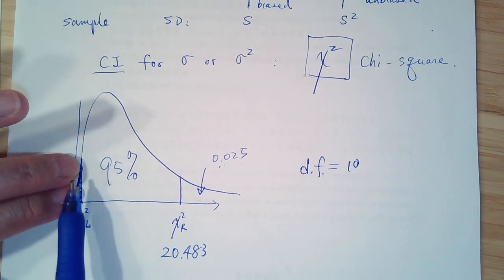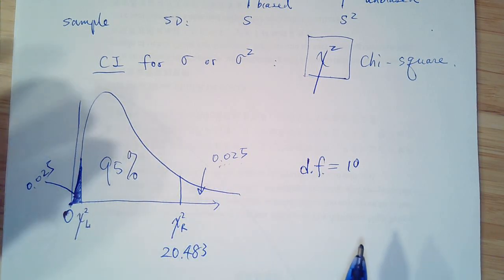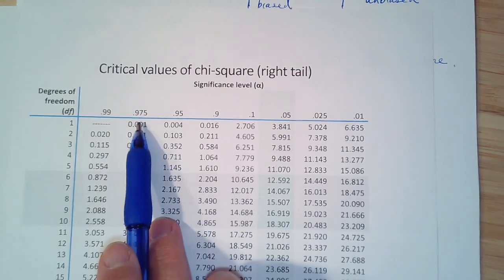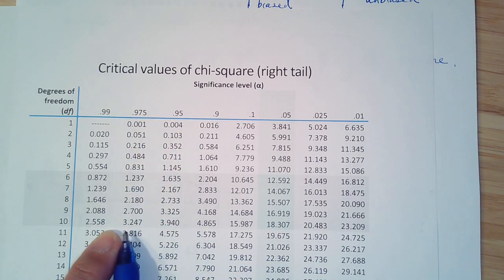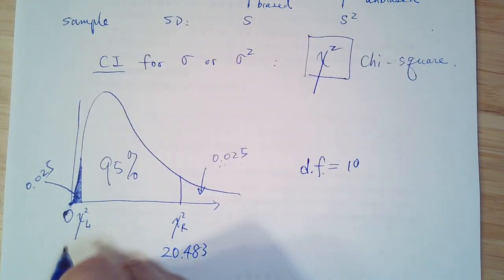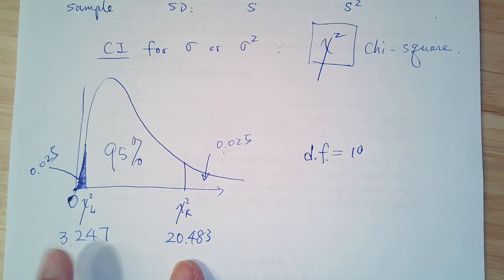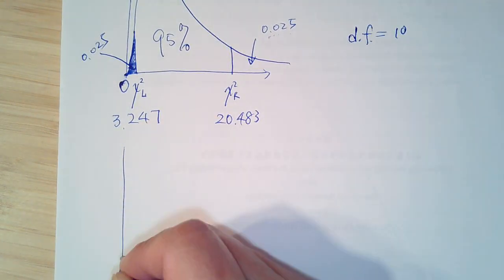So the right tail should look for 0.975, right? It's 1 minus this guy. So if you look at 0.975 with degree of freedom 10, you get 3.247. All right, so now you know how to find the left and the right critical value. Try one more.